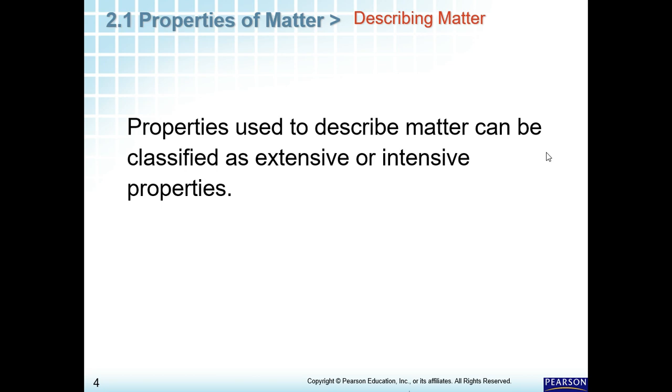Properties, again, are used to describe matter, and they describe matter in different ways. One of the first ways that we're going to learn is how to describe it, whether it's extensive or intensive. Before I go to the next slide and give the book definitions, the easiest way to determine the difference between extensive and intensive is to look at the matter that you have. Extensive focuses on the amount of matter, while intensive focuses on the type.